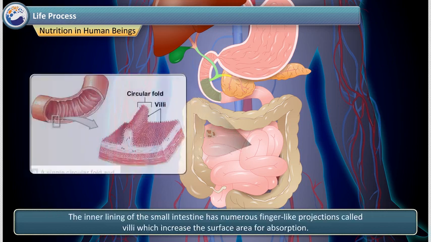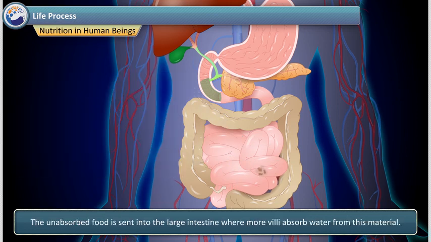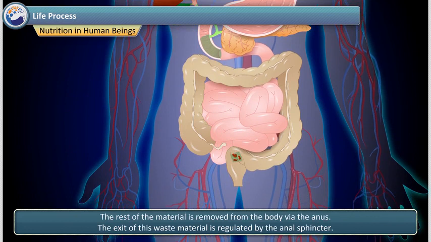The inner lining of the small intestine has numerous finger-like projections called villi, which increase the surface area for absorption. The unabsorbed food is sent into the large intestine where more villi absorb water from this material. The rest of the material is removed from the body via the anus. The exit of this waste material is regulated by the anal sphincter.